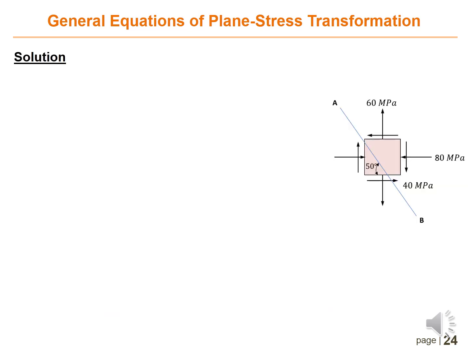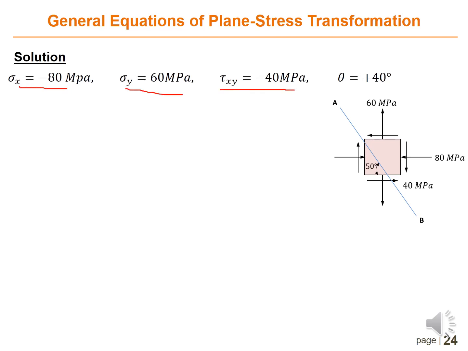The solution. As you can see from the previous slide, we already have sigma x, sigma y, tau xy, and also theta. Theta is equal to positive 40 degrees. You are going to use all of this information and substitute into equations 1, 2, and 3 to get the new stress components. So let's find the stress component on plane AB.